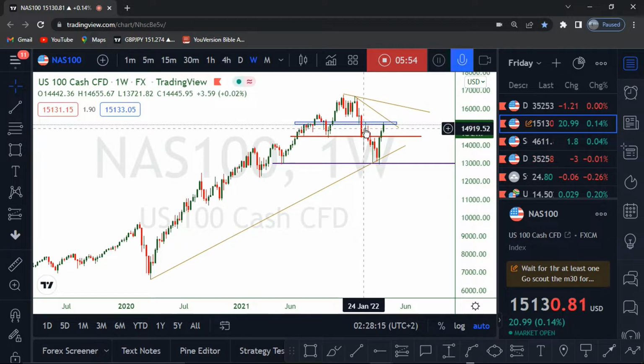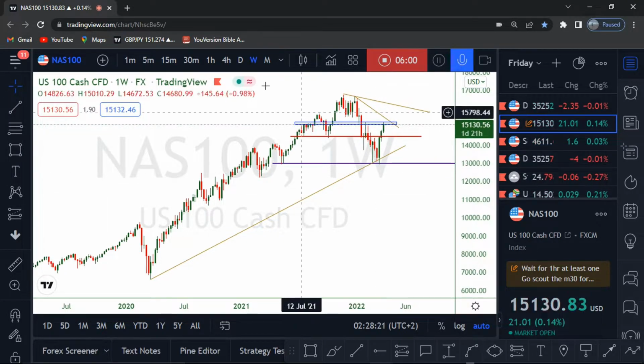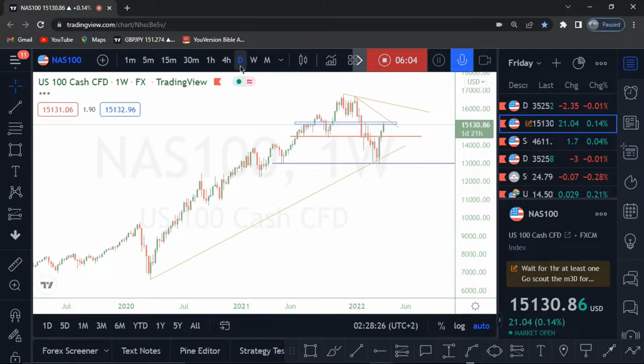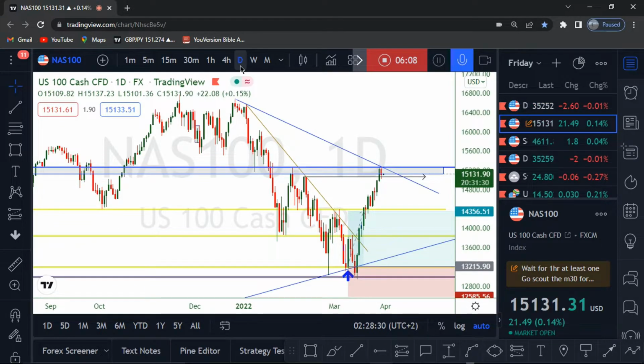Look left. What happened last time? We were at this resistance point. We tanked down, right? That was the after effect. So let's go into the daily and see what the daily has in store for us.